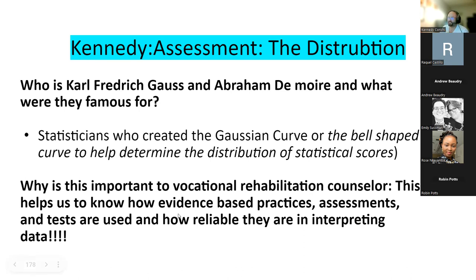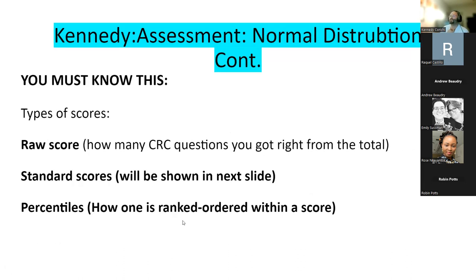And again, this helps us to know how evidence-based practices, assessment, and tests are used and how reliable they are in interpreting the data. So let's go back to school. You have raw scores, standard scores, and percentiles. Raw scores are just, think about it like school grades. Throughout the semester, you scored 50, 130, and that's how much you got right from the totals or the percentage.